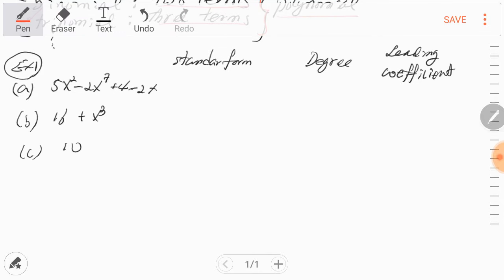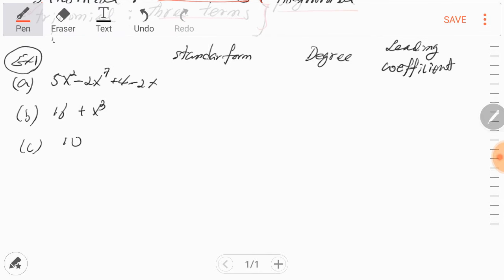Okay, then exercise 1. We have a polynomial here, and we can write this polynomial in standard form. Standard form is writing the polynomial in descending order by the degree. So the largest degree term comes first. This is the largest degree, so we will write this term first. Negative 2x to the 7th power.